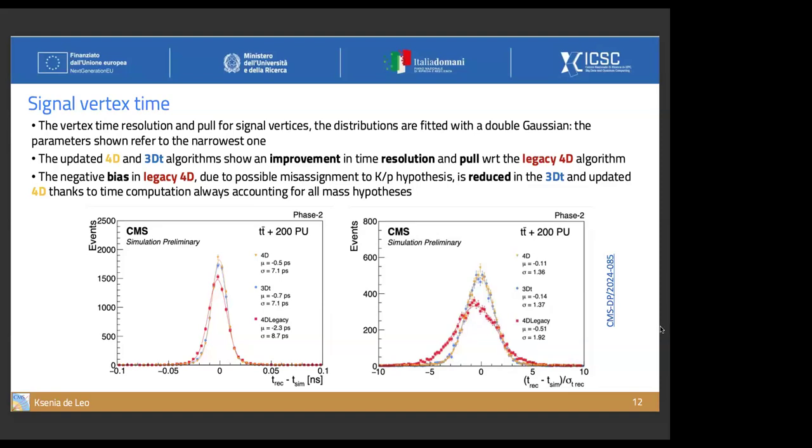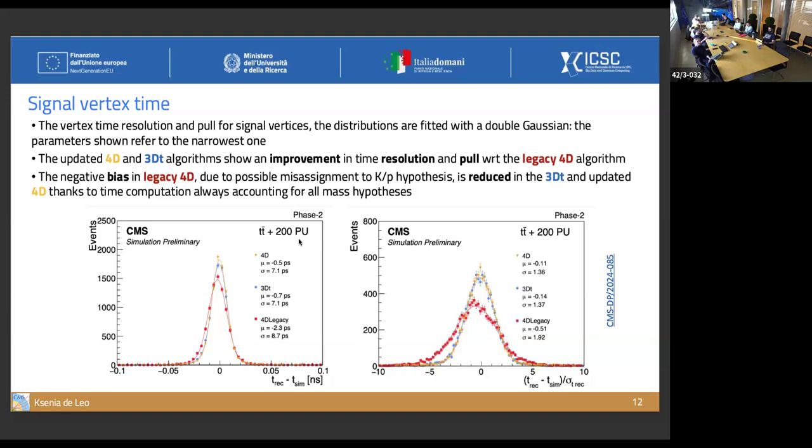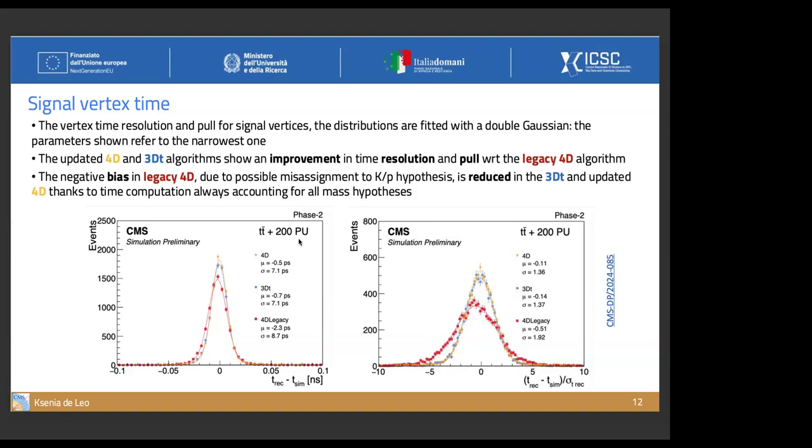For signal vertices, we performed a fit with a double Gaussian function, and here we show the results of the narrowest one. And in general, we see that the updated 4D and the 3DT show an improvement both in the resolution and in the pull with respect to the previous algorithm. And we also reduce the negative bias that was there in the legacy 4D, which was due to the misassignment to the kaon or proton hypothesis. And this bias is reduced now because the new time computation allows the accounting of all the mass hypotheses at the same time.